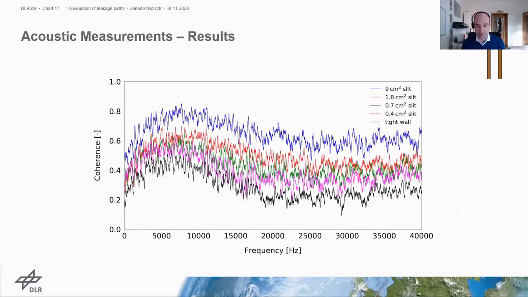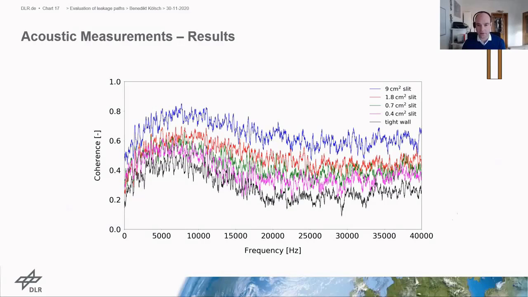So here I'll show you the same measurements I showed you earlier for the fan pressurization method. With the same configuration, you see the frequency from 0 to 40 kilohertz on the x-axis, and the coherence from 0 to 1 on the y-axis. All these colored lines are the same measurements as I showed you earlier for the fan pressurization method. You still see that the blue line with the largest slit has the highest correlation between both signals for the whole frequency range. Additionally, we added here a measurement where we measure the acoustic signals for a tight wall as well, without any deliberate opening in it.